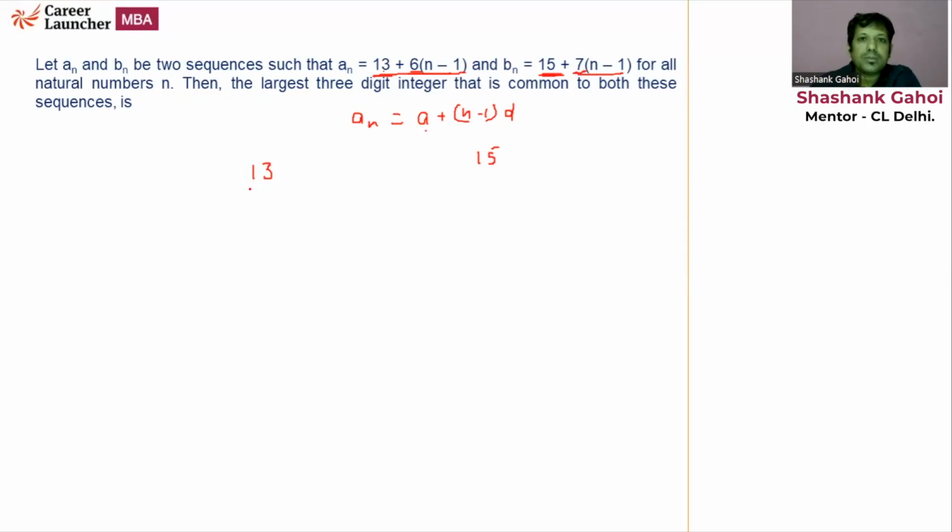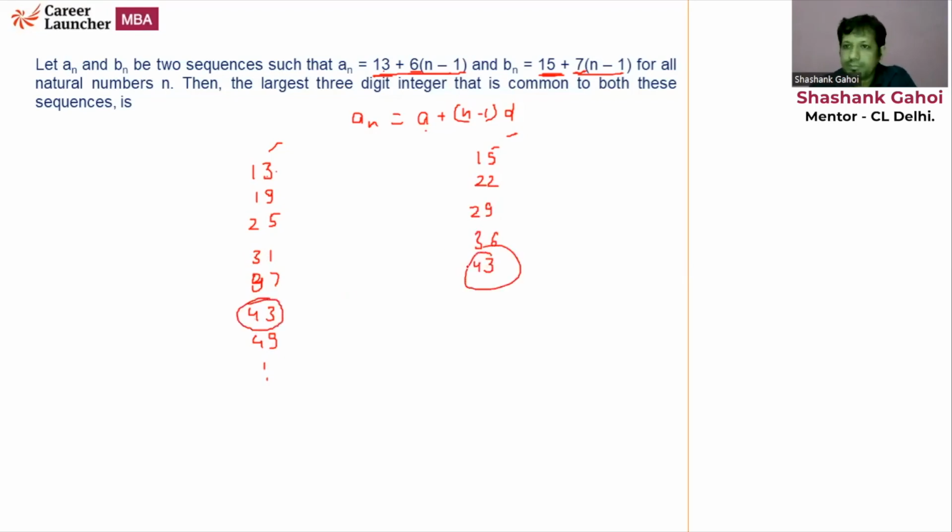So the question is talking about common terms. Fair enough. Now this series has a common difference of 6 and this series has a common difference of 7. So I'm just going to write down a few terms. 13 plus 6 is 19, then 25, then 31, then 37, then 43, 49, and so on. Here I'm going to get 15, 15 plus 7 is 22, 29, 36, 43. So I have a common term, 43 and 43. So this is the first common term of these series.